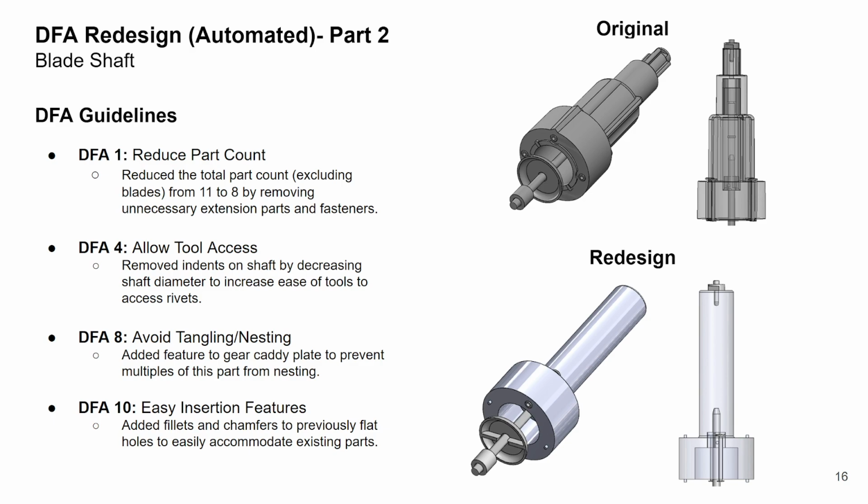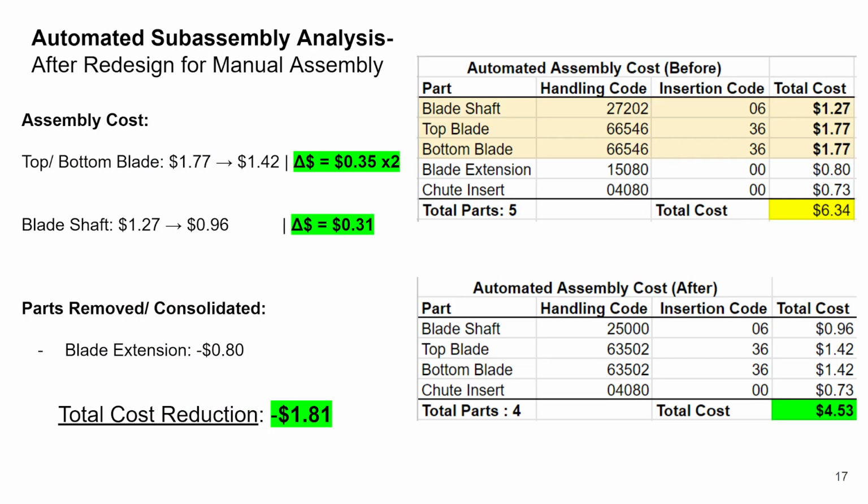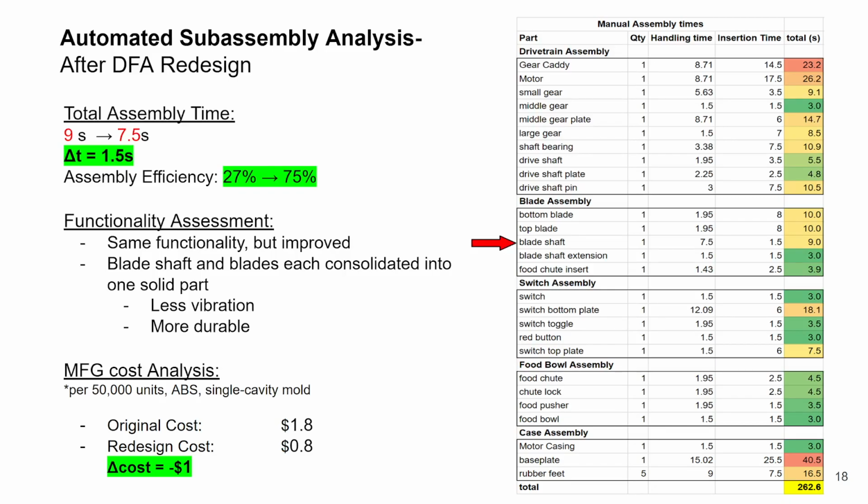We also added a feature to the gear caddy plate to prevent it from nesting with duplicates of that part, and added geometry that made for easier insertion and alignment. The results of the DFA process yielded us a savings of 35 cents on both the top and bottom blades and 31 cents on the blade shaft. Another place where money was saved was the incorporation of the blade extension into the blade shaft, bringing our total cost reduction to $1.81. Ultimately, this redesign saved us a lot of time and money. As you can see, we're saving about $1 per unit in assembly cost.